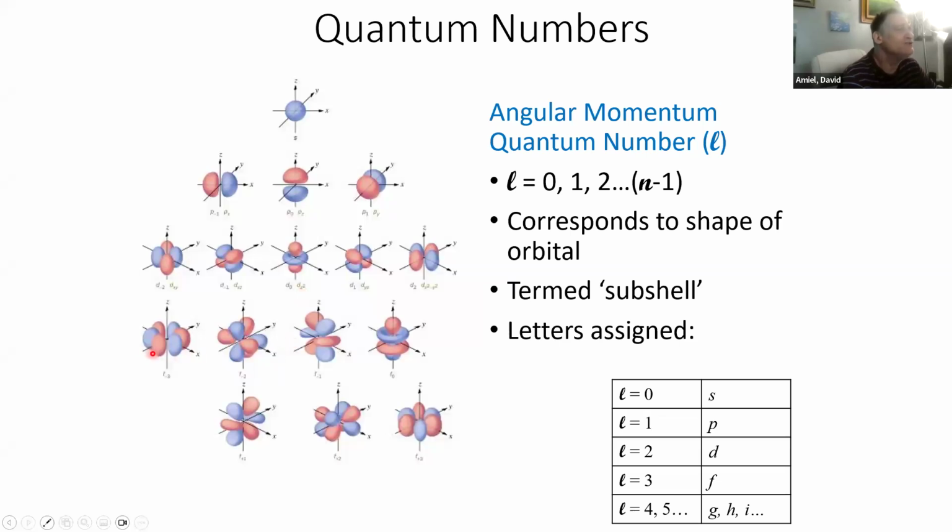When L is 3, we are in the f orbitals. There are 1, 2, 3, 4, 5, 6, 7 equal in energy f orbitals, and they have these shapes to them. Again, what are these shapes? They are probability distributions that the electron will reside in this area.